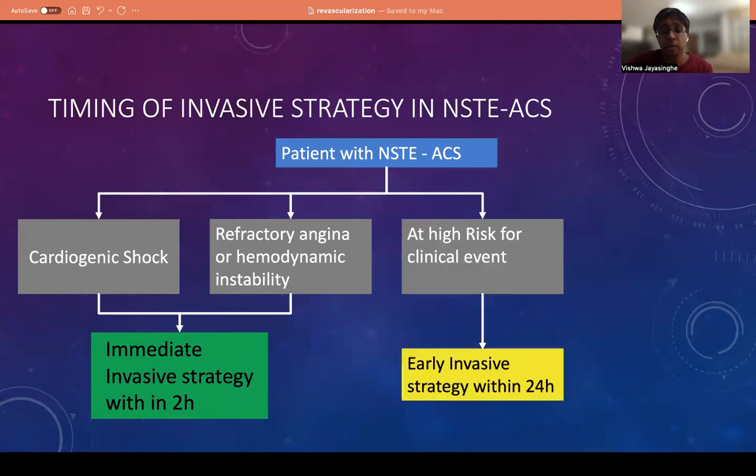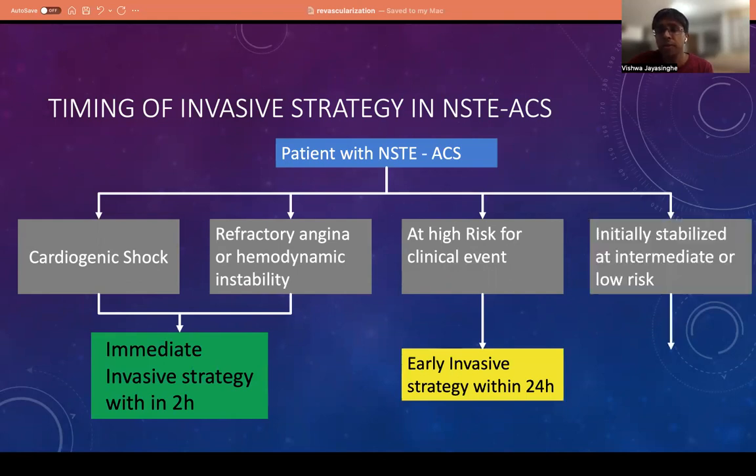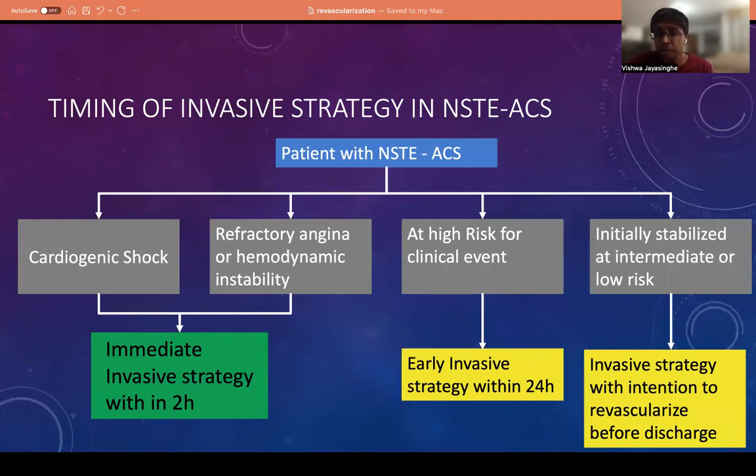If the patient is not having any of those, then of course you have to evaluate the risk. For that evaluation we have various risk stratification tools. You use those tools and then determine whether this is a high risk for clinical events or an intermediate or low risk. If it is a high risk for clinical events, then an early invasive strategy should be done within 24 hours. If there is intermediate to low risk, then an invasive strategy should be done before the time of discharge, ideally within 72 hours. This is how non-ST elevation ACS is revascularized. All depends on the risk stratification.